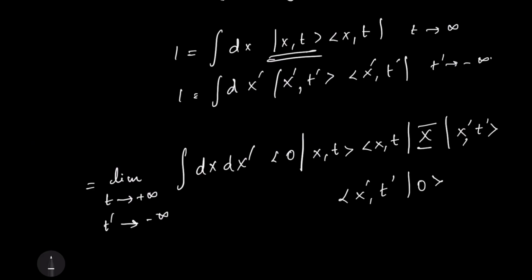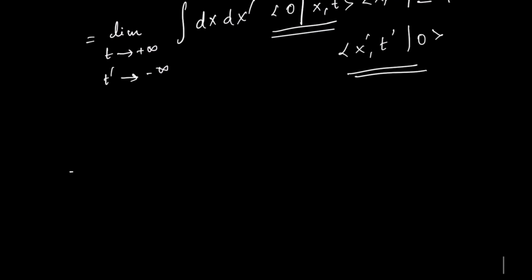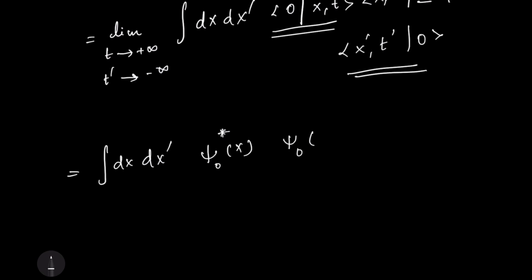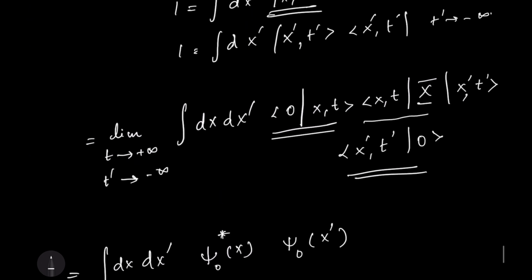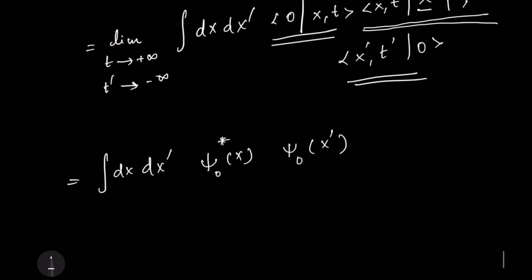If you observe this, you can see here this is vacuum wave function. This is also vacuum wave function. So I can write this is equal to integral dx prime. So the vacuum wave function of x and vacuum wave function of x prime. And what is remaining? This term is remaining, that is xt x prime t prime. Okay.